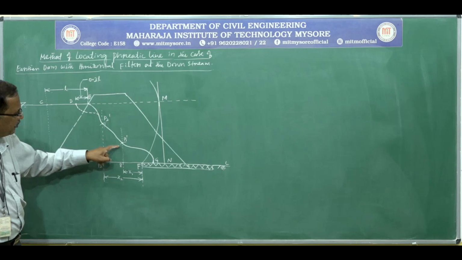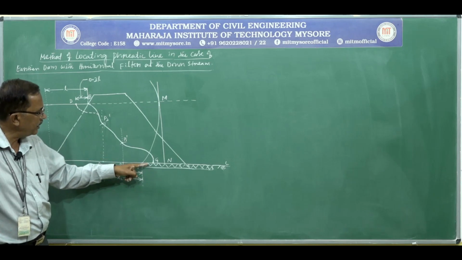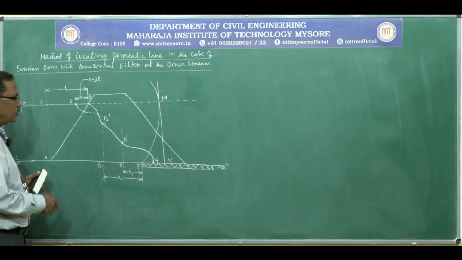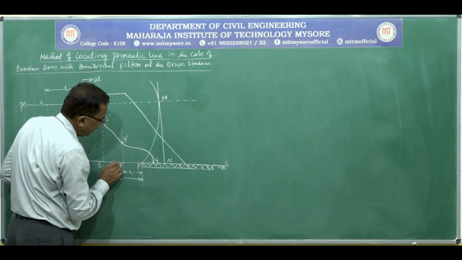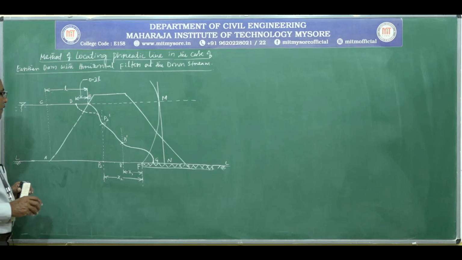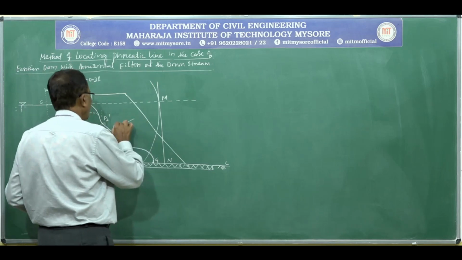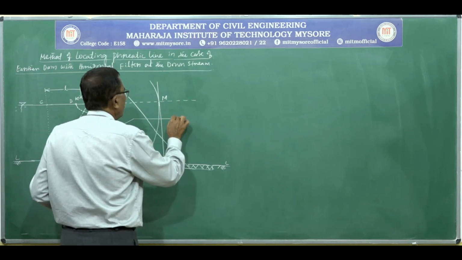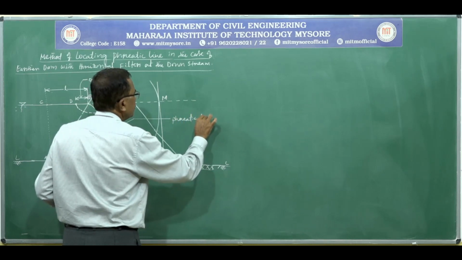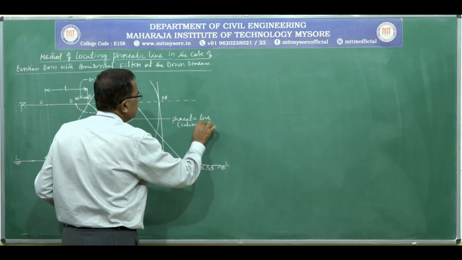Then it has connected the intermediate points. Finally, this flow line will meet the boundary. So this is the boundary line, and this is the meeting point of this flow line, and finally it will leave the dam portion. So this line is known as the phreatic line. It can also be called the saturation line.